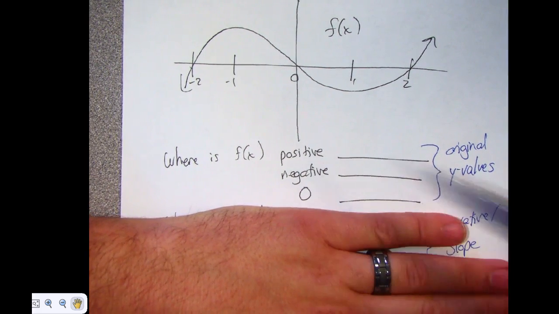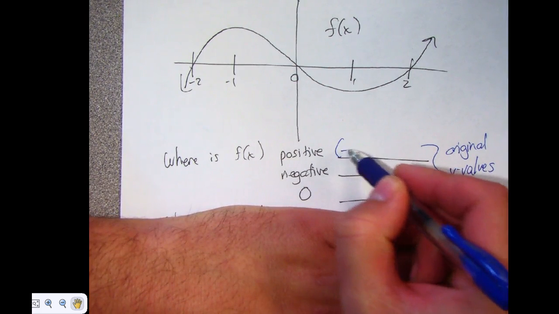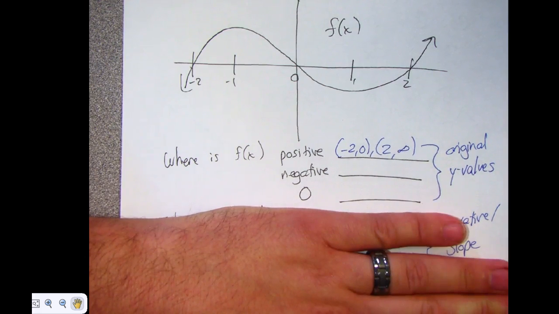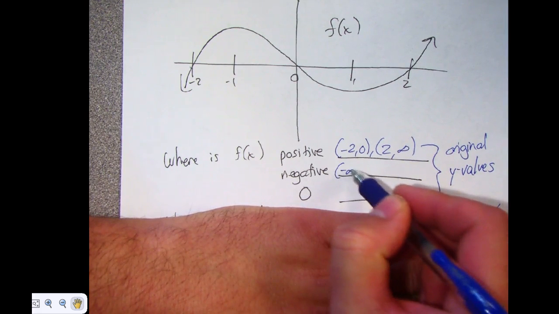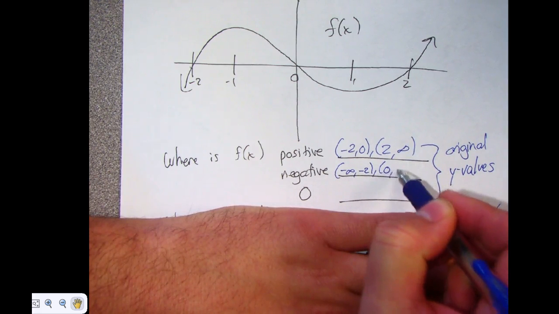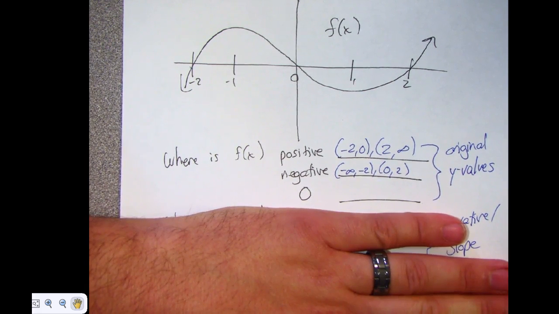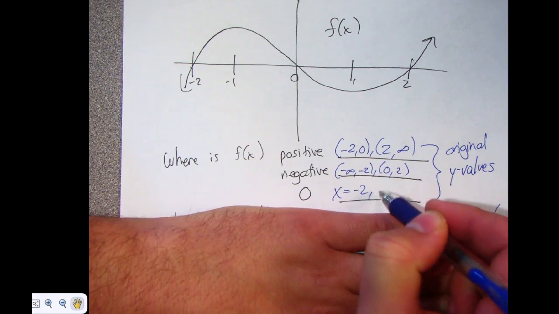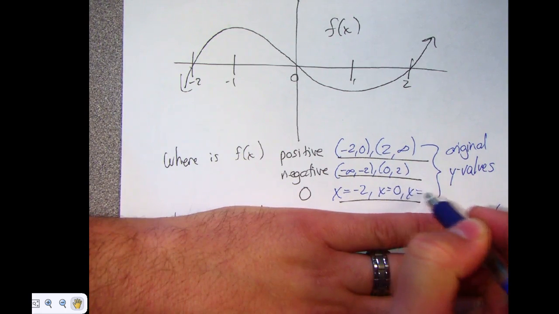But where is this positive? Well, it's above the axis from -2 to 0, and from 2 to infinity. That's just saying where are the literal y values positive? Where is that graph above the axis? Where's that negative? Negative infinity to negative 2, 0 to 2. There's that 0. X equals negative 2, x equals 0, and x equals 2.